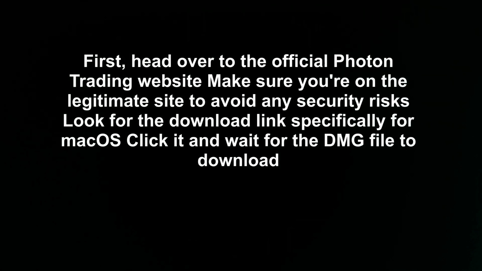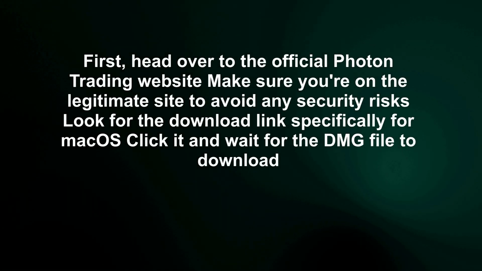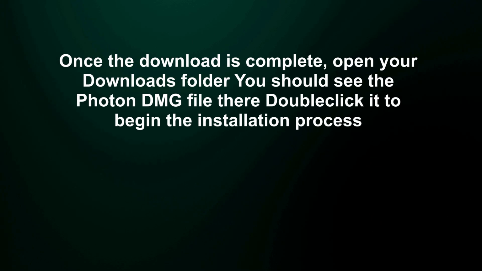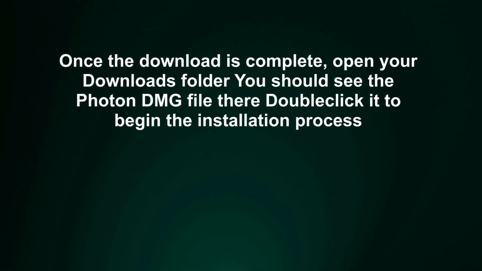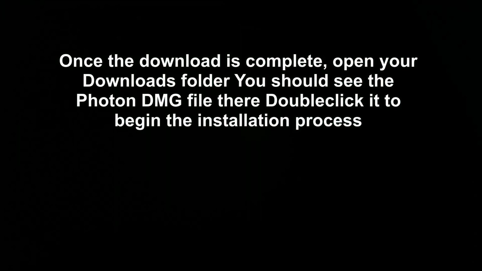Look for the download link, specifically for macOS. Click it and wait for the DMG file to download. Once the download is complete, open your downloads folder. You should see the Photon DMG file there. Double-click it to begin the installation process.